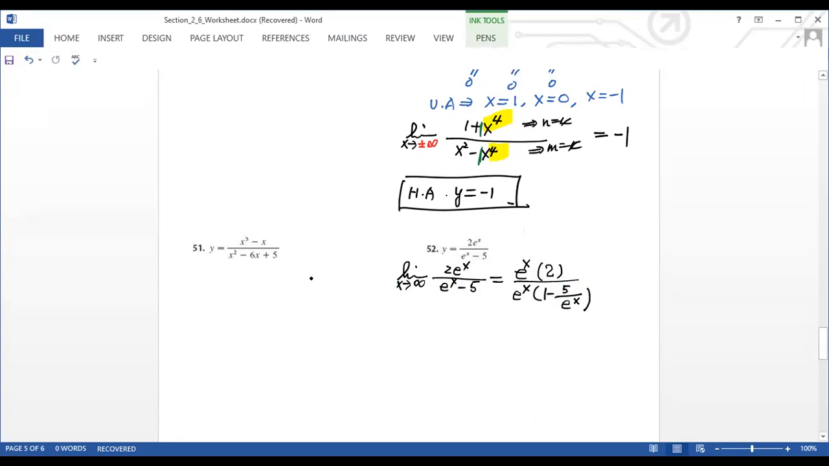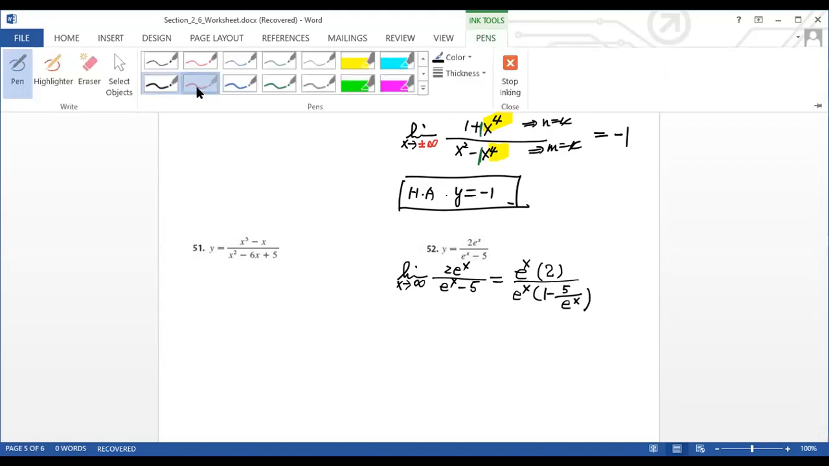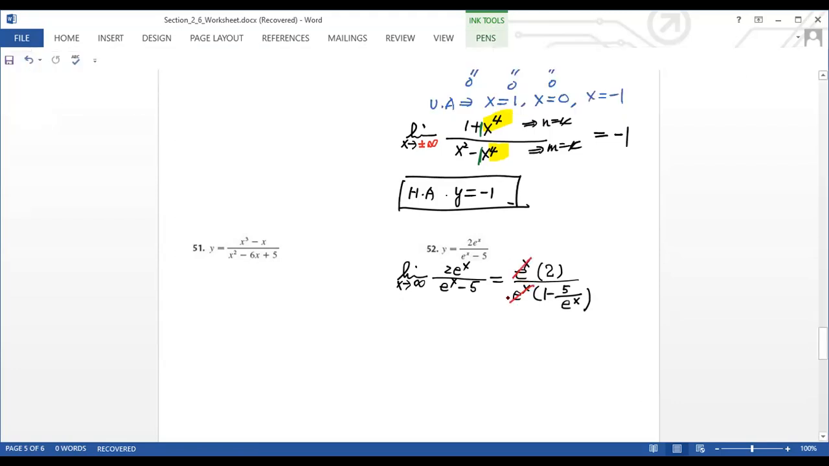All right, so now we know that the e^x and the e^x you can cancel, and then here's a 2. When x goes to infinity, what is this one going to go to? This one is going to go to zero, because this bottom is going to infinity, so it's 1 minus 0. So the answer here will be equal to 2, right?